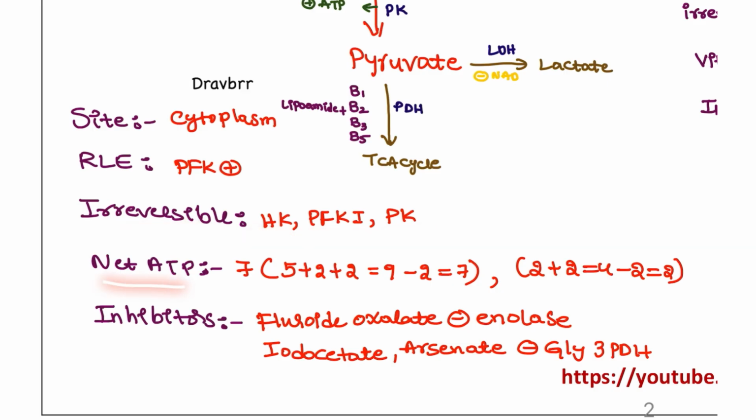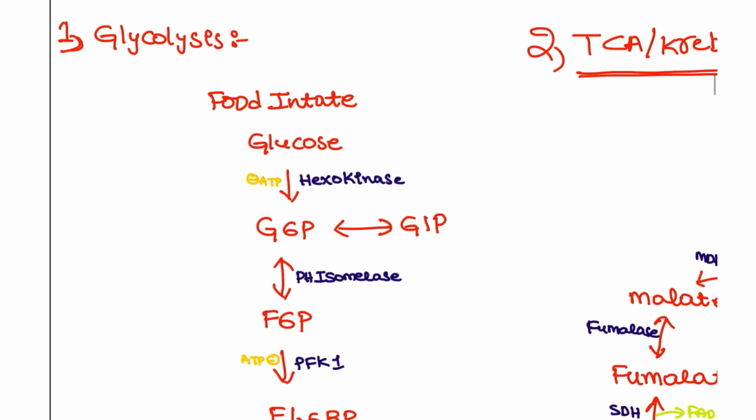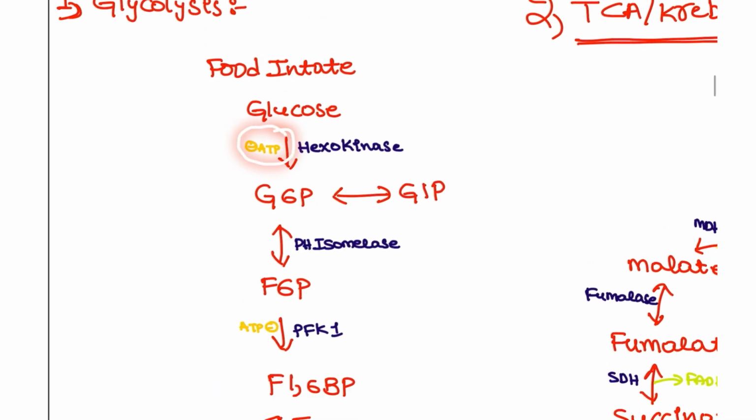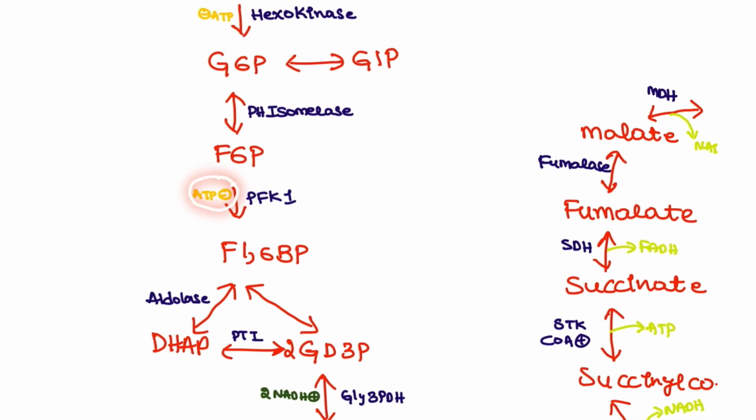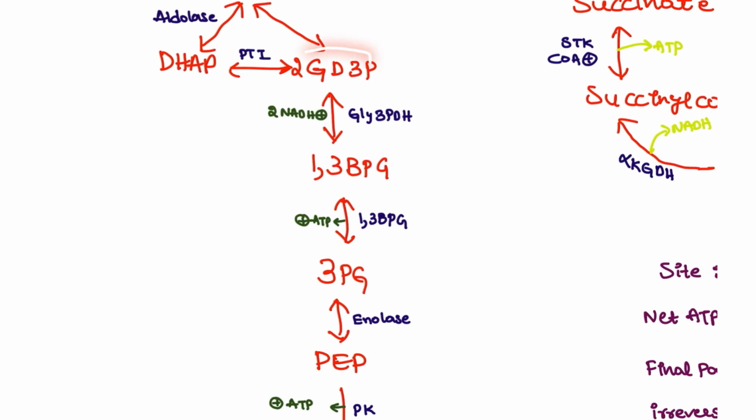Next, net ATP production. So basically, we are going to produce 9 ATP. How? Let's see. Here 1 ATP is consumed for the glucose conversion and 1 ATP for the fructose conversion. Okay, 2 ATPs are already used. Next, we produce when we are converting glyceraldehyde to bisphosphoglycerate. How many do we produce? 2 NADH. That means 1 NADH is equal to 2.5, so we have produced 5.